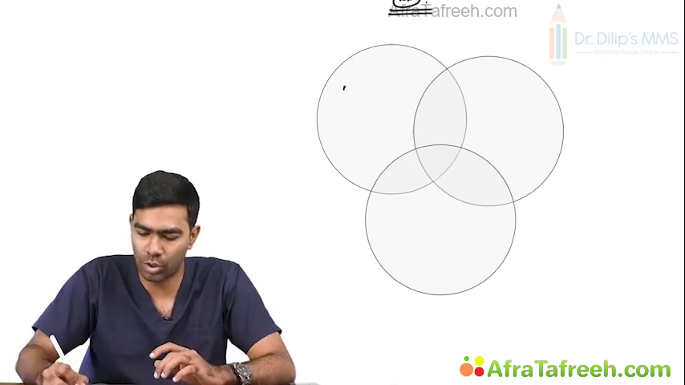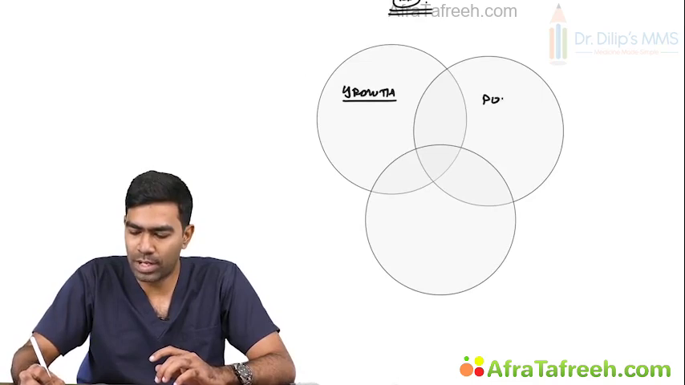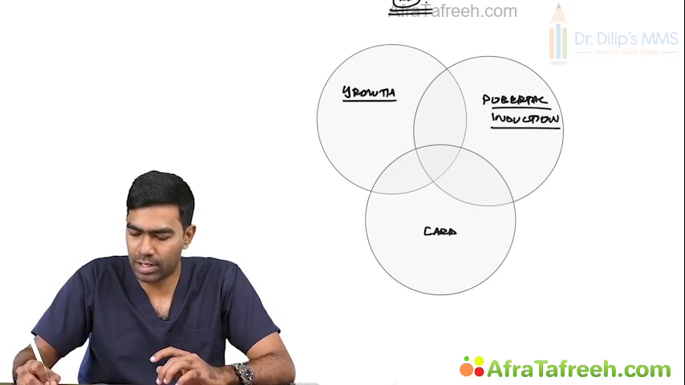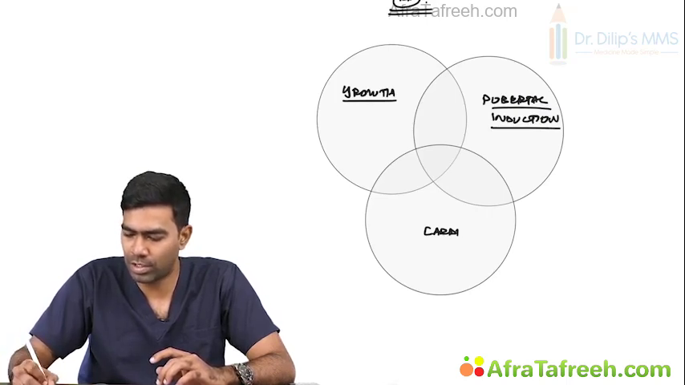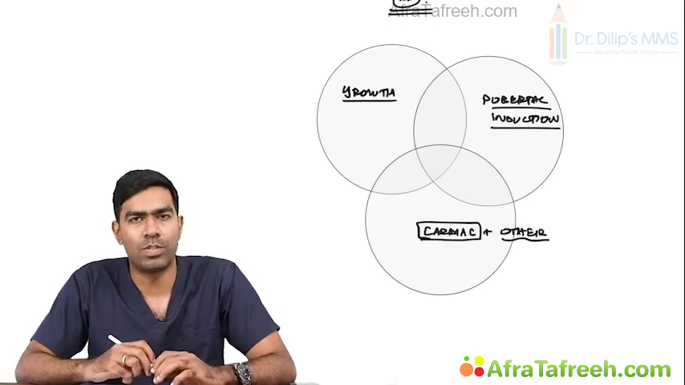So the first one is the growth. The second one is the pubertal induction. And the third one is the cardiac problem, which has to be taken care of, and probably other issues. Other issues are not that important. Even though they have to be taken care of, cardiac is very important.